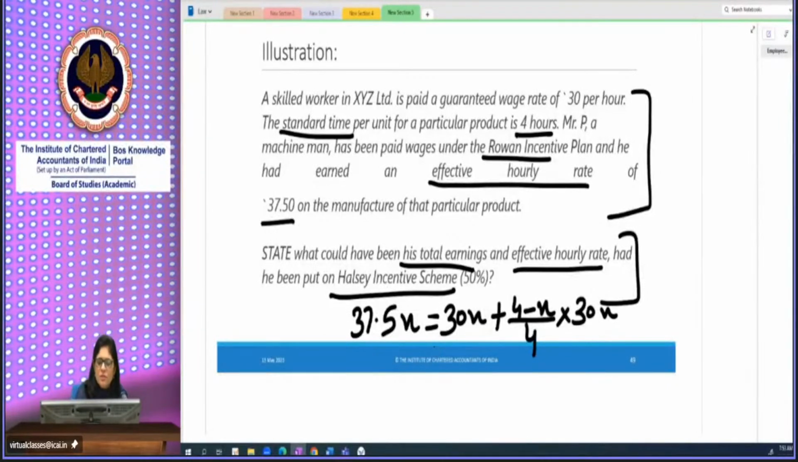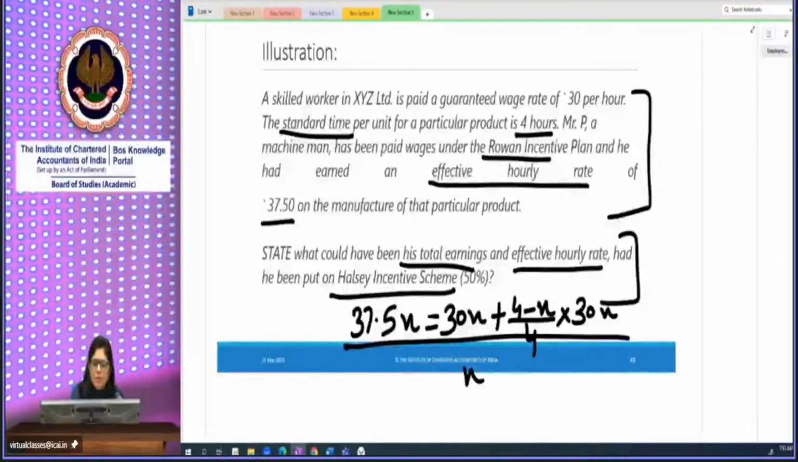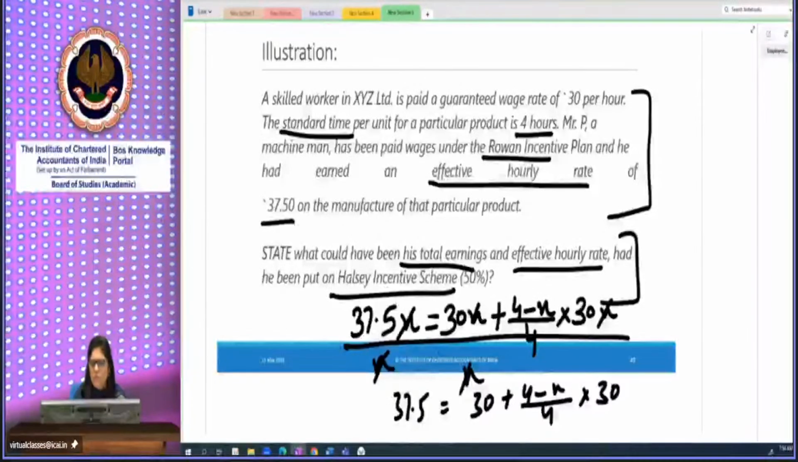All right. Divide everything by X, and you will be able to cut X on both the left side and the right side, wherever X is there. This is the way we do it. Now I think you can calculate. I've done half of the equation. So it's 37.5 equals 30 plus (4 minus x) divided by 4 into 30. Now try to solve it. Let me also solve it for you so that I can see whether the answer is correct.